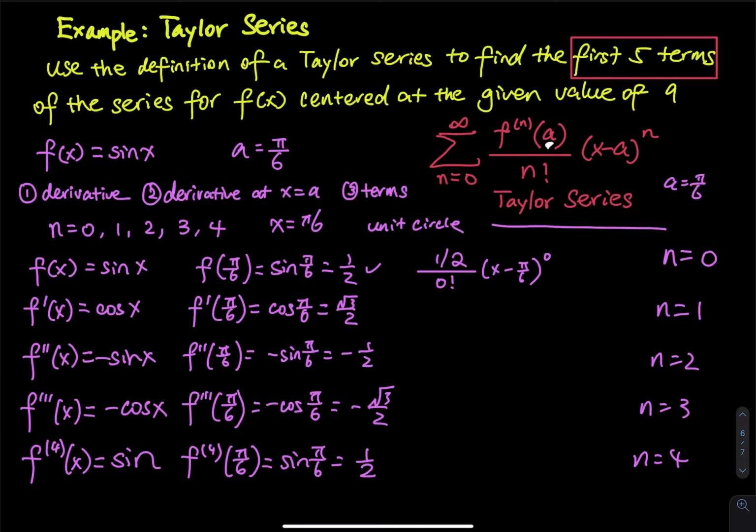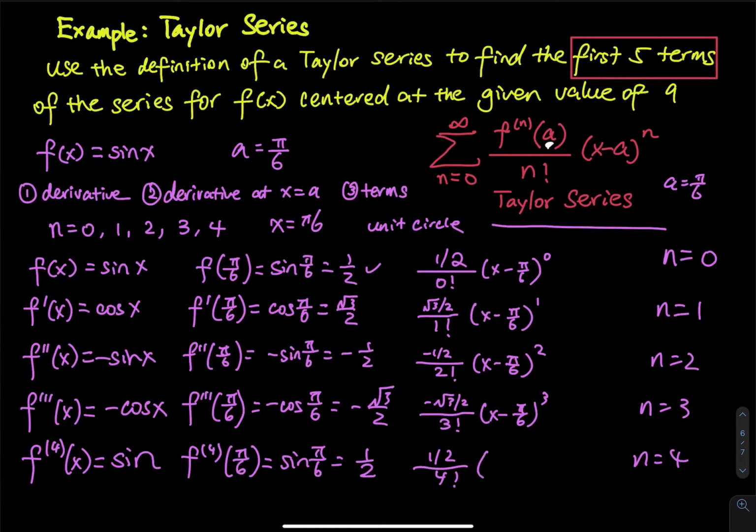All right, and then the second one, the first derivative at x equals pi over 6, so that is equal to root 3 over 2 divided by 1 factorial, and then x minus pi over 6 raised to the first power, and then negative 1/2 divided by 2 factorial, x minus pi over 6 raised to the second power, negative root 3 over 2 divided by 3 factorial, x minus pi over 6 raised to the third power, and then 1/2 divided by 4 factorial, and then x minus pi over 6 raised to the fourth power.